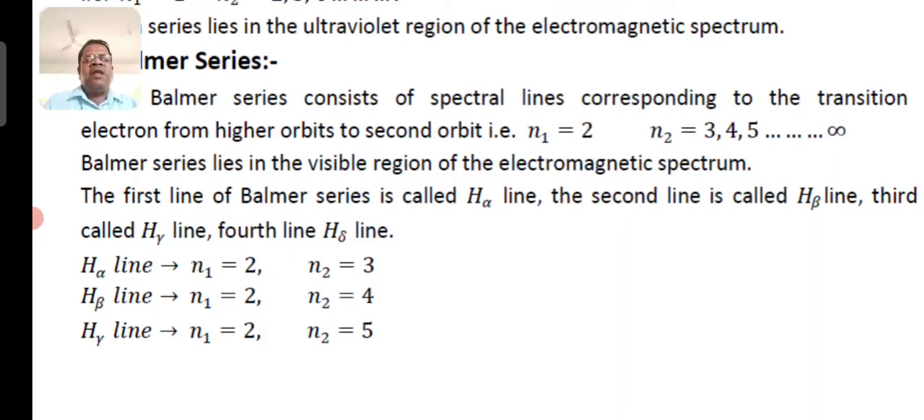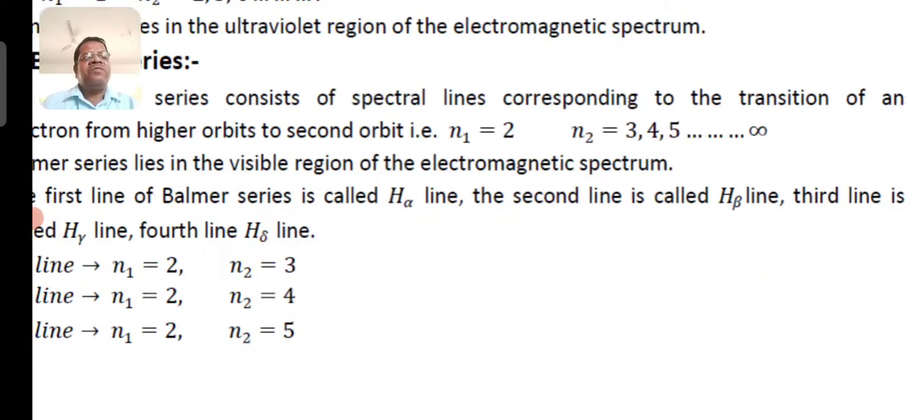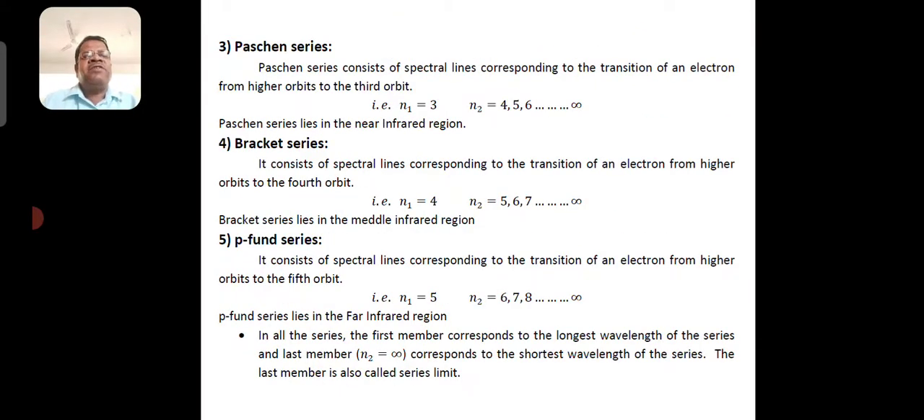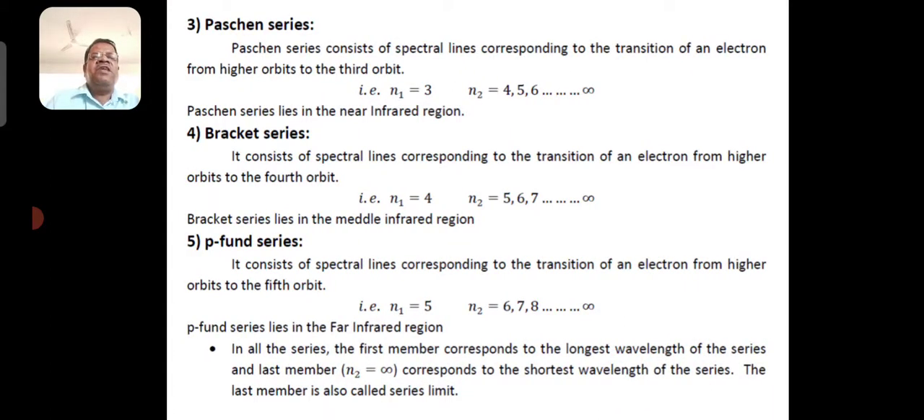Now the H alpha line, H beta line, and H gamma line are members of the Balmer series, which are in the visible region. Now we go to the next series, that is the Paschen series.